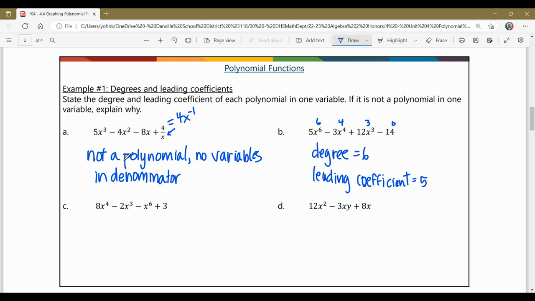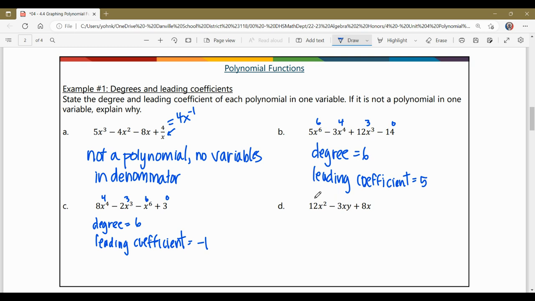All right, in letter C, we have a degree of 4, a degree of 3, a degree of 6, a degree of 0. No negative exponents, no variables in the denominator. We're good to go. It looks like the degree is 6. Don't think it's 4 because that's in the first spot. Make sure you look for the biggest one. And now that I know the degree is 6, I can find the leading coefficient. That's the number in front of the letter that has the highest exponent. That would be -1.